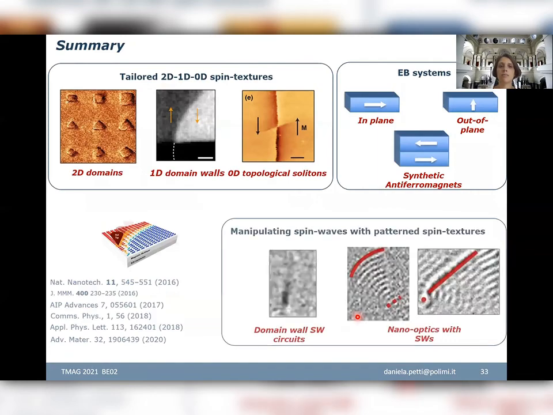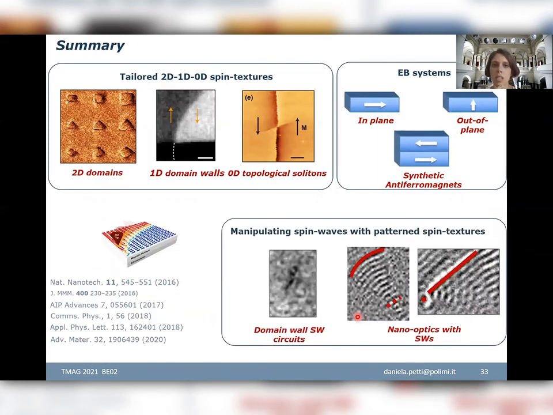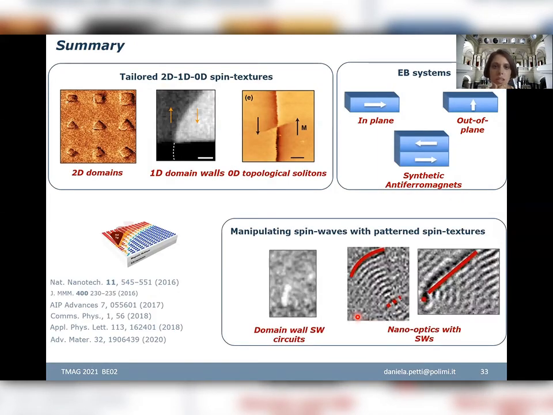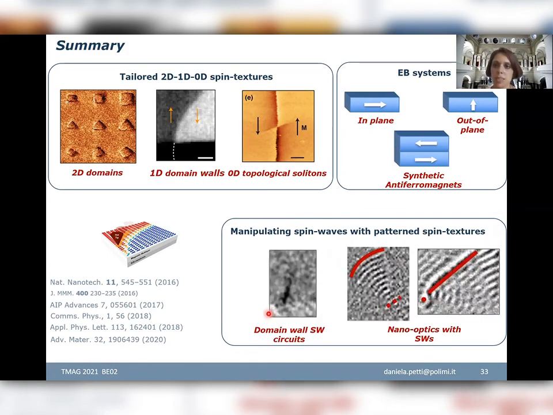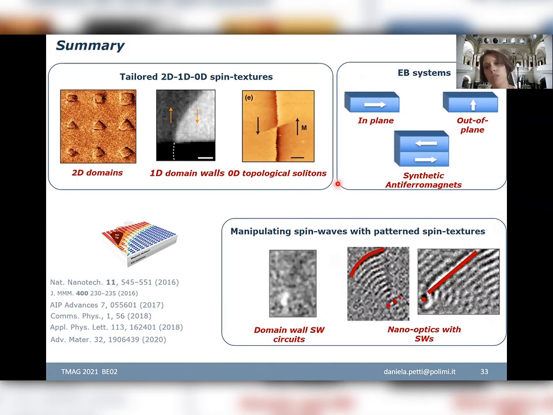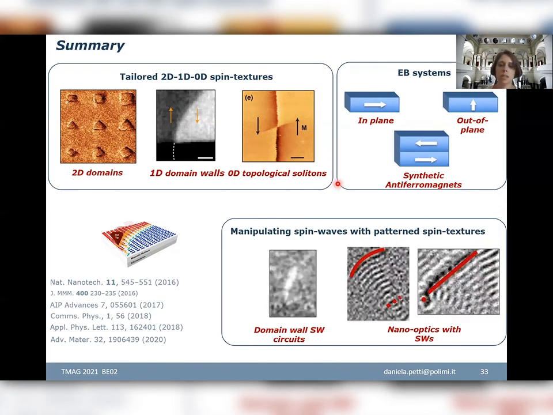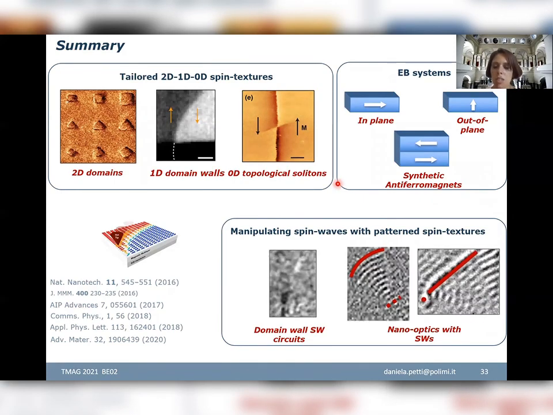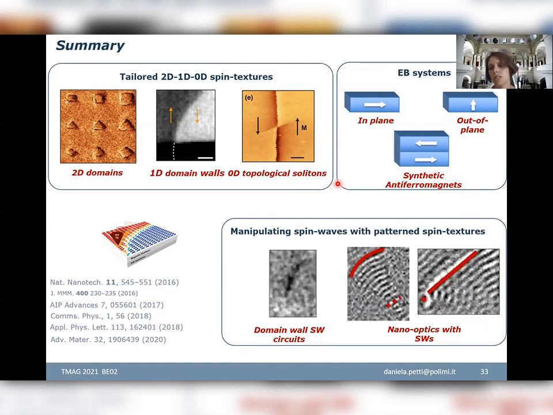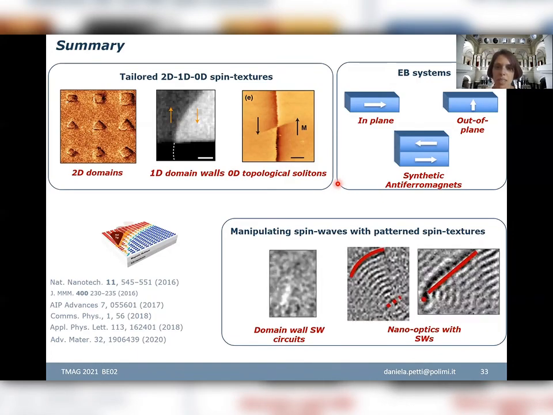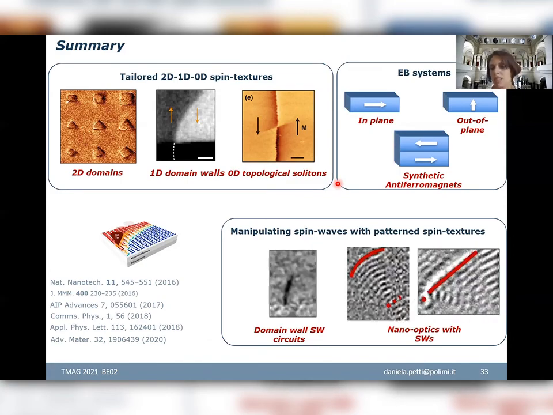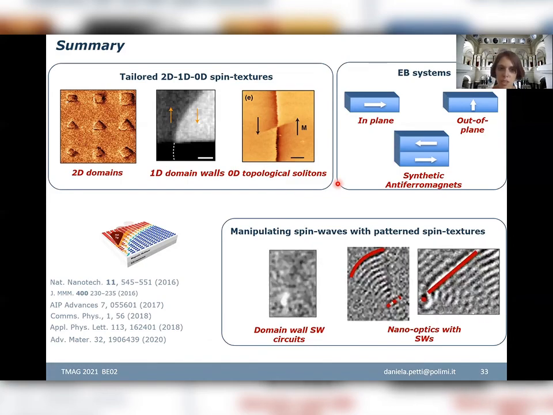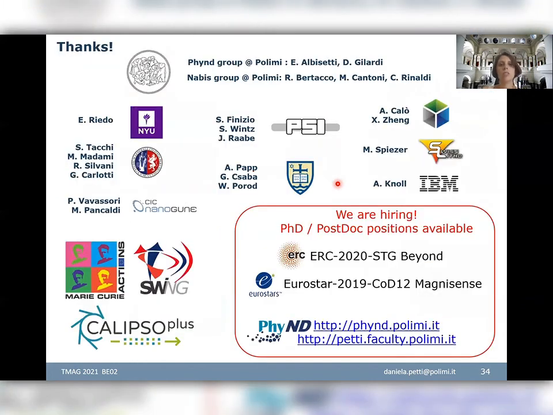So now I'm going to the conclusion. I showed you what kind of spin textures we can pattern with our system in different exchange bias systems, and I showed you some examples of how we can use spin textures that are patterned via tam-SPL to manipulate and emit spin waves with different properties. So I thank you all for the attention.